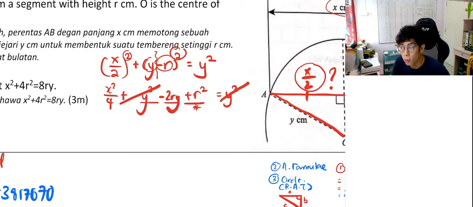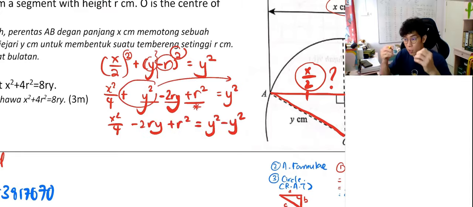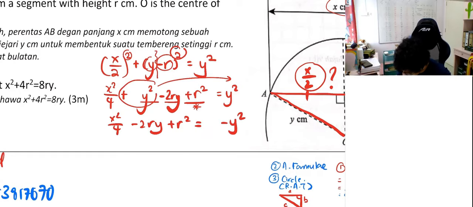Right or not? Okay, like I put proper workings. I don't want to cut off. See, proper workings. Now, x square over 4, then plus y square, I bring there. Minus 2ry plus r square equals y square minus y square. Gone? Understand? So I erase this one, gone. Gone means 0.